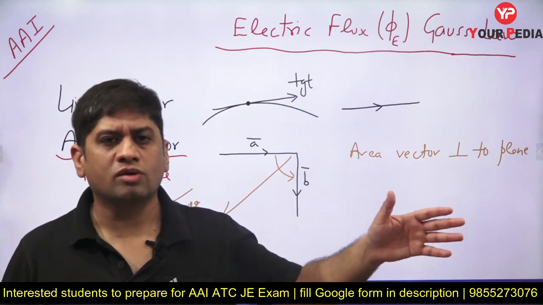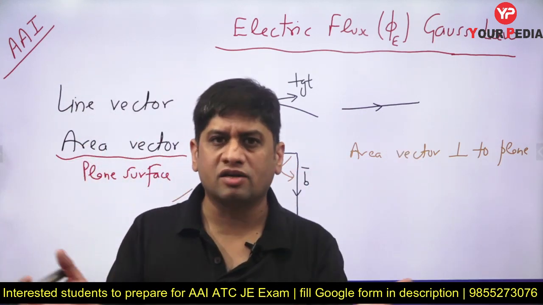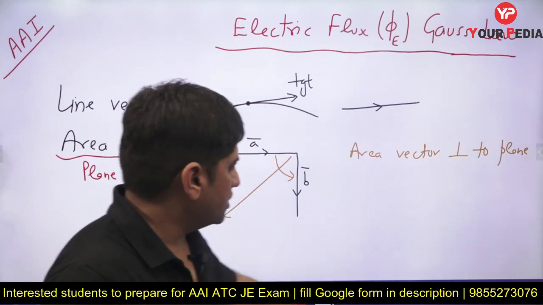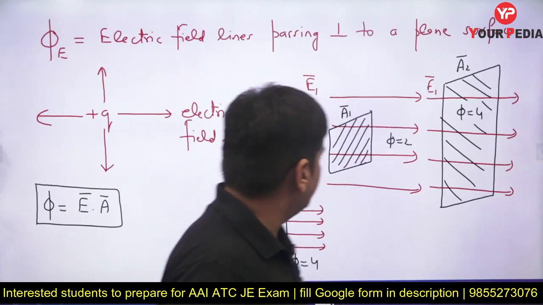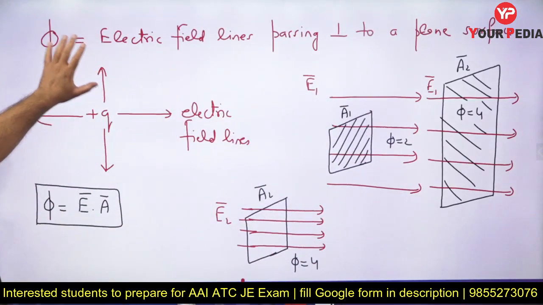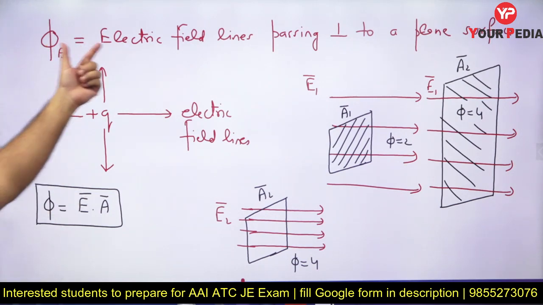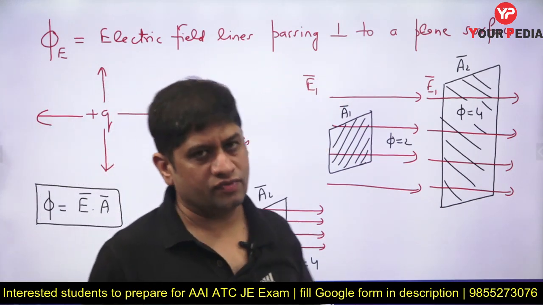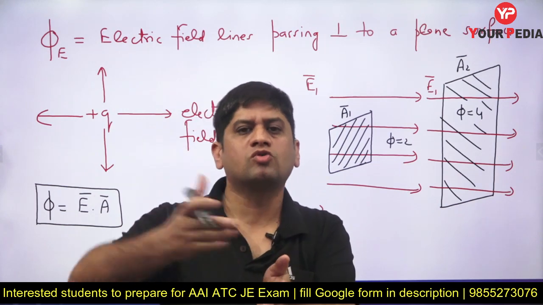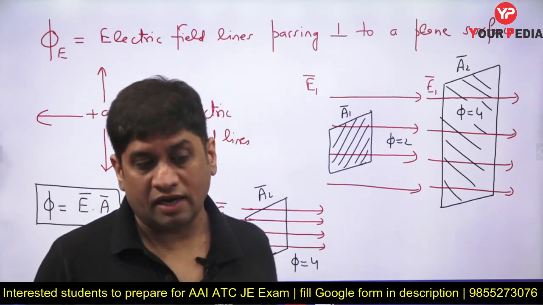So here electric flux means electric field lines. How many electric field lines are coming out from the area? I will give you the definition later on. We will write electric flux as phi E, where E stands for electric field and phi means flux. It is the electric field lines passing perpendicular to a plane surface. There is a surface, and the number of lines passing perpendicular to that surface is called electric flux.